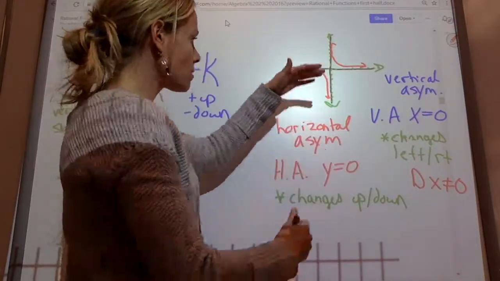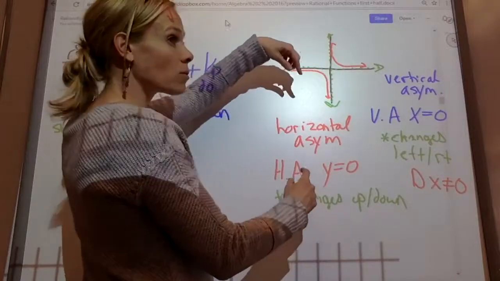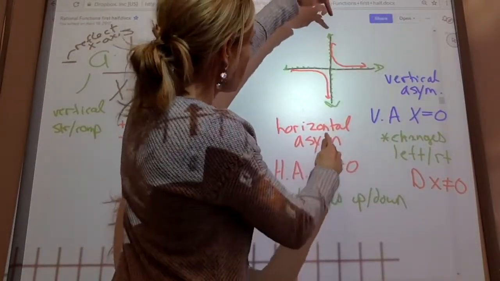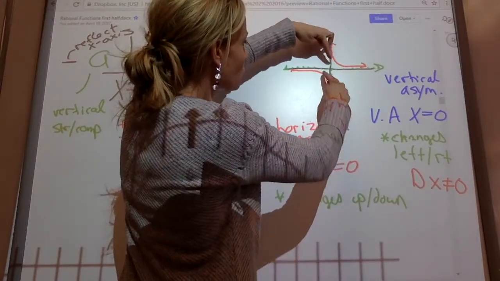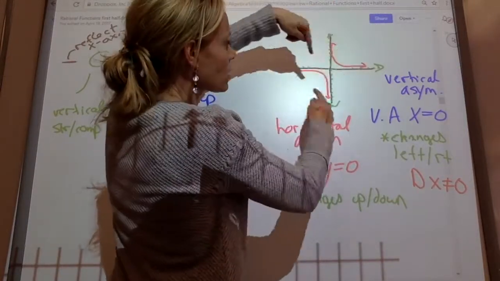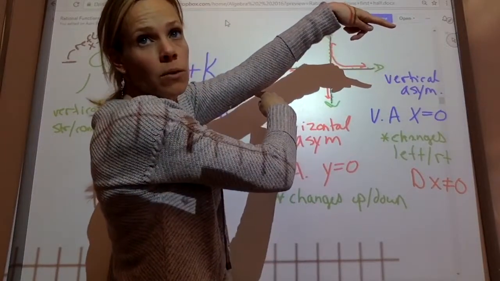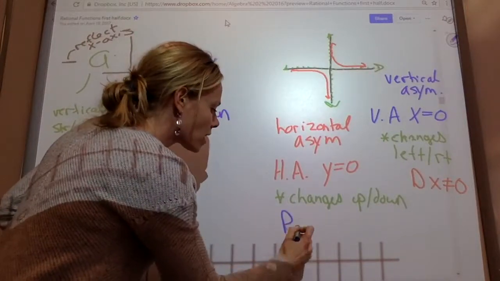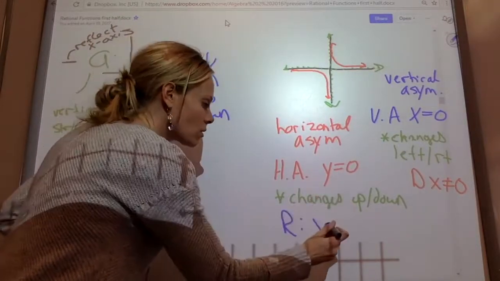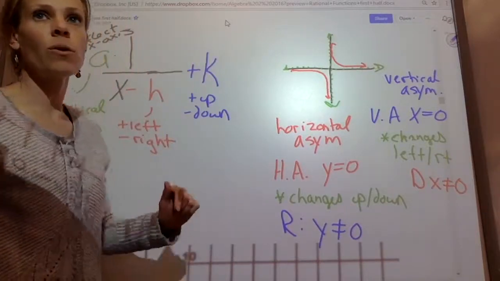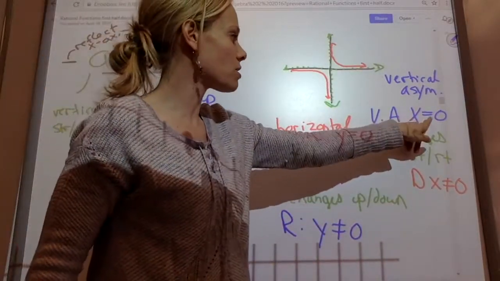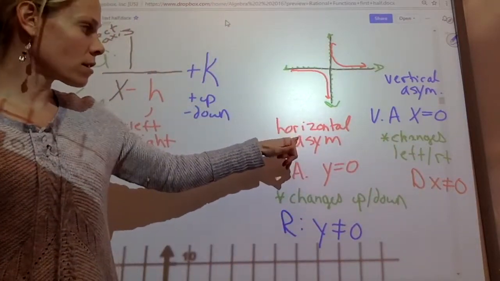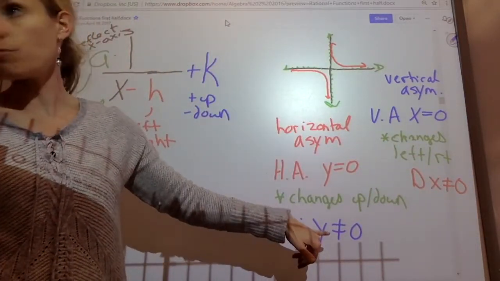Same thing with horizontal. If I look at horizontal, my range is my y values. I'm coming along all y values, all y values, all y values, and as soon as I get close to my asymptote, it splits off and it can't be 0, because it'll never touch that line. So for my range, if my asymptote is 0, y can't be 0. They will always be opposite. Whatever my vertical asymptote is, my domain cannot be that. Whatever my horizontal asymptote is, my range cannot be that.